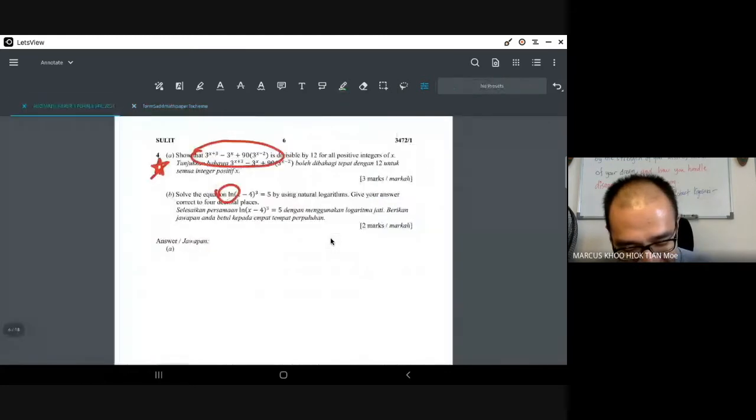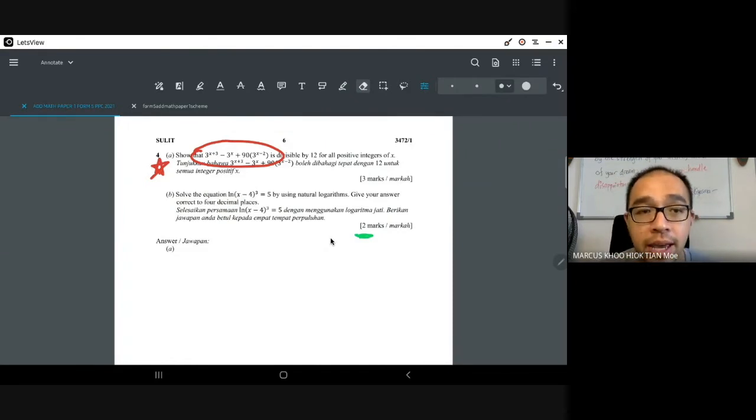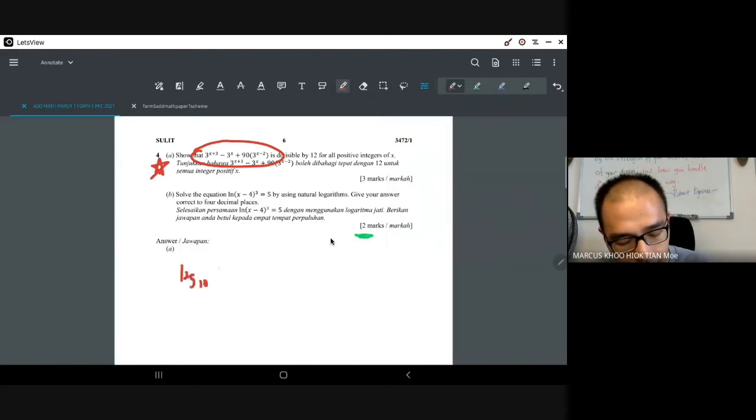The long question. It's only a 2-mark question though, guys. Only 2 marks, but many people give up. Okay, solve the equation ln(x minus 4) cubed equals 5 using natural logarithms. Give your answer correct to 4 decimal places. Guys, if this was a log 10 question, some of you probably wouldn't hesitate. Let's say this is log 10, (x minus 4) cubed equals 5.